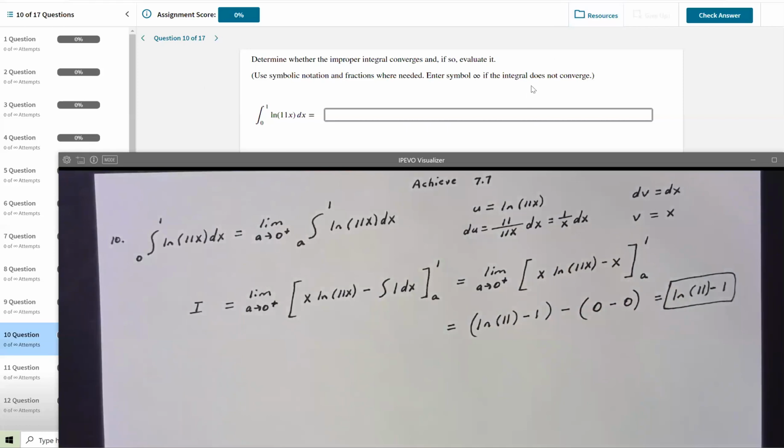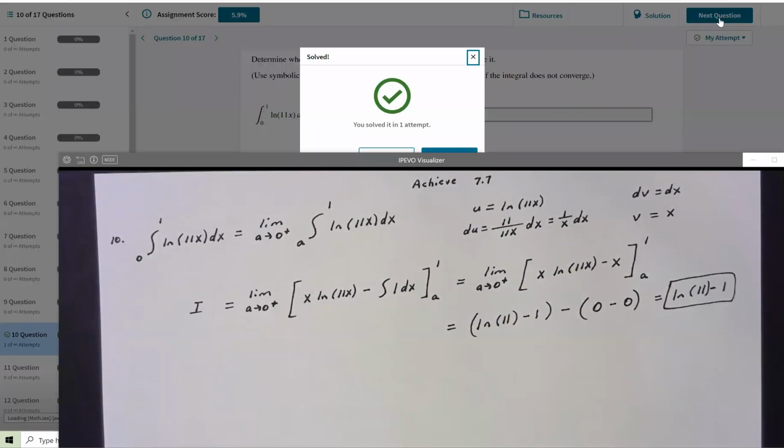Now, if I check that with the answer key, let's see. I'd say it's the natural log of 11 and then minus 1. I'll check that, and it better say I'm right, and it does.